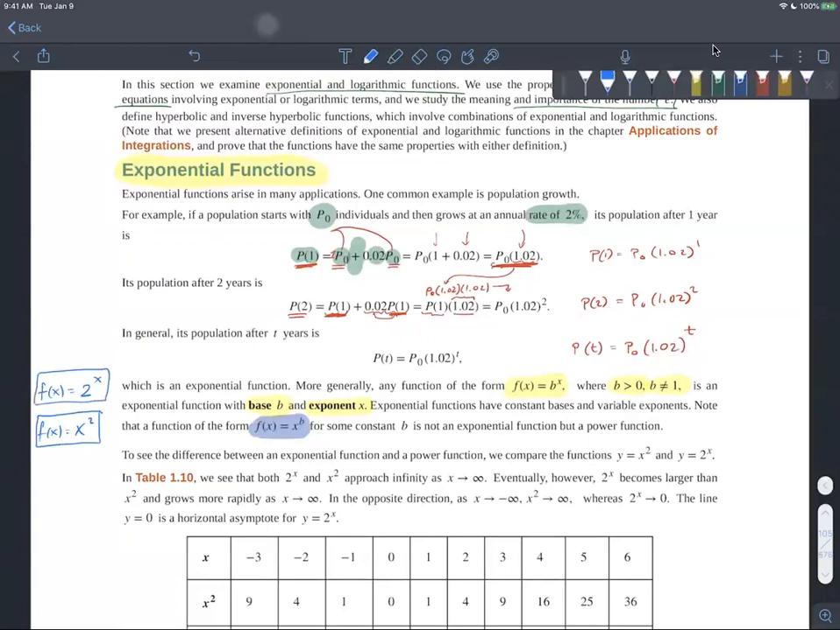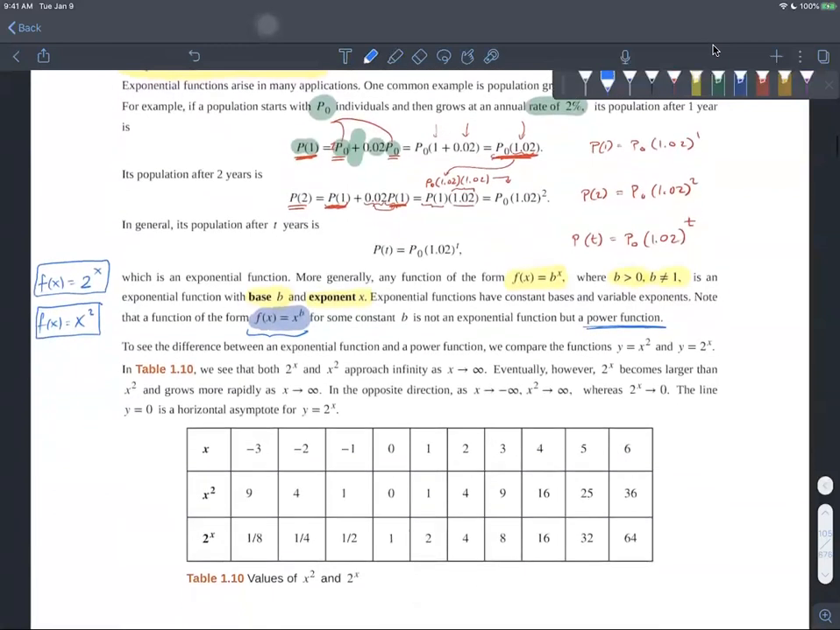Okay, so in this form here, f of x equals x to the b, where the exponent is constant, this is not an exponential function, but something called a power function. To see the difference between an exponential function and a power function, we compare the functions y equals x squared and y equals 2 to the x, the ones I've written down. In table 1.10, we see that both 2 to the x and x squared approach infinity as x approaches infinity.